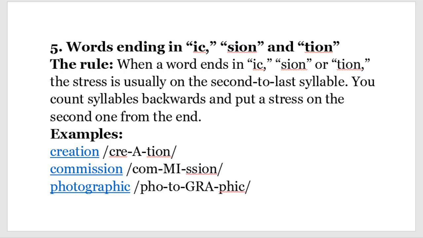5. Words ending in ic, sion, and tion. The rule. When a word ends in ic, sion, or tion, the stress is usually on the second to last syllable. You count syllables backwards and put a stress on the second one from the end. Examples: creation, commission, photographic.